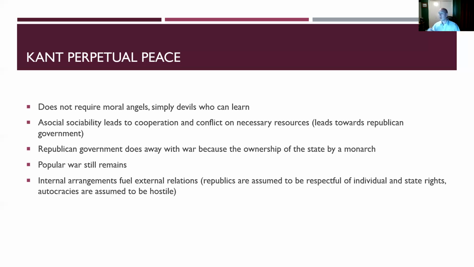Republican government does away with war because the ownership of the state by a monarch. I just read that point out and I don't understand what I was saying there. Let me read it again. Yeah, I think this is the point that we've already mentioned, although it's not very well written. I should change it. But it's the point that if you have a republican government which arises in the way that we just mentioned for Kant, then the people own the state themselves, not a monarch, right? If the monarch owns the state and owns all the people in it, then war is more likely. But if we all own it, then it's less likely.